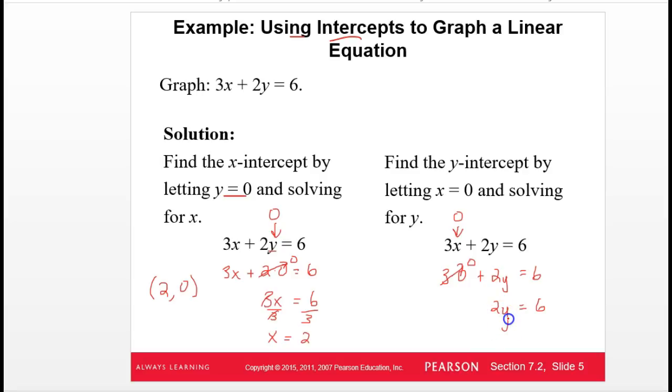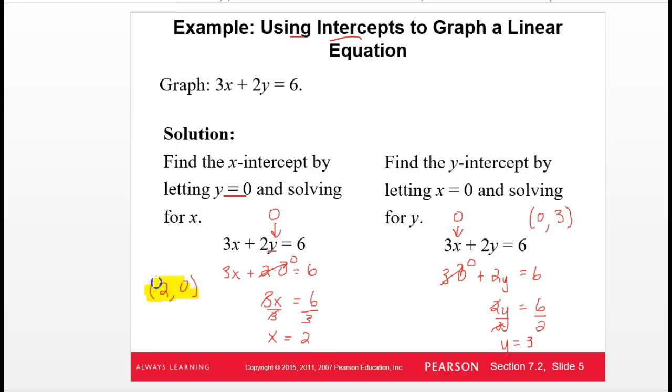And then I end up with 2y divided by 2, which is just y, equals 6 divided by 2, which is 3. So this time when x was 0, y ended up being 3, so we get the point (0, 3). So there's the 2 points that I'm going to plot on the next slide.